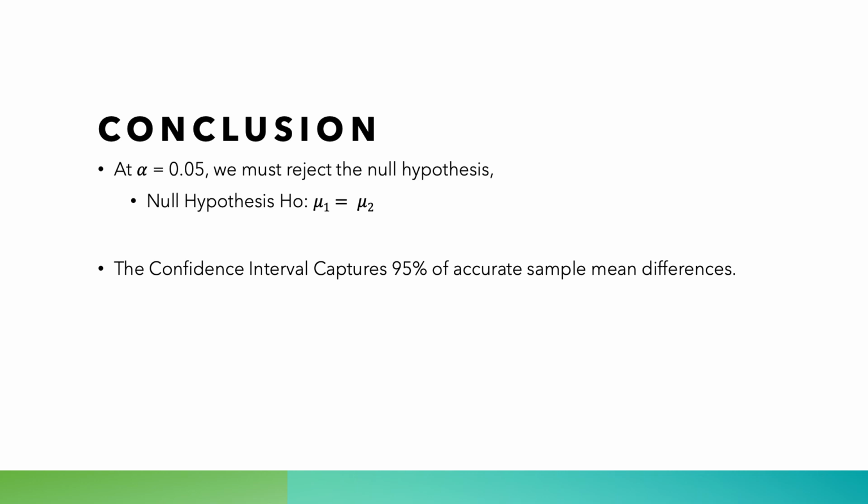To conclude, at the 0.05 level of significance, we must reject the null hypothesis. And our confidence interval captured 90% of accurate sample mean differences.